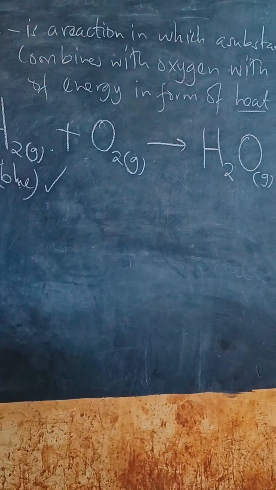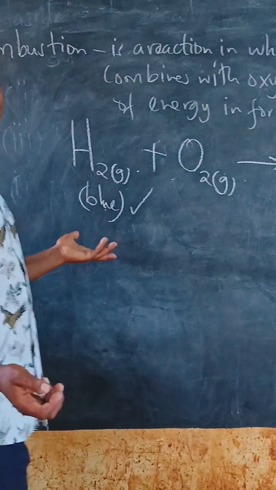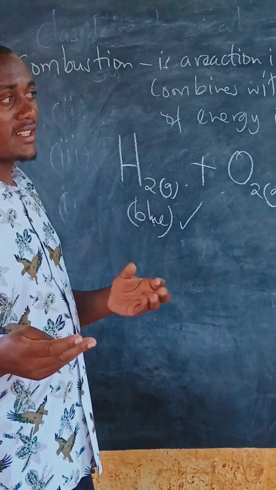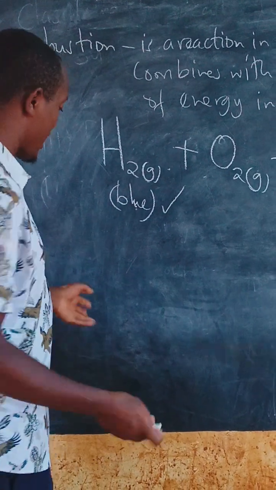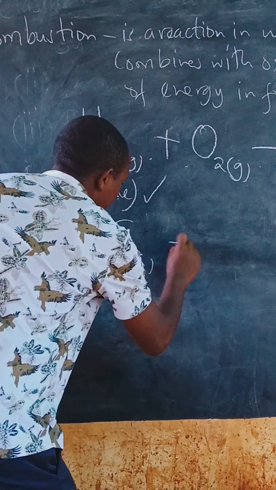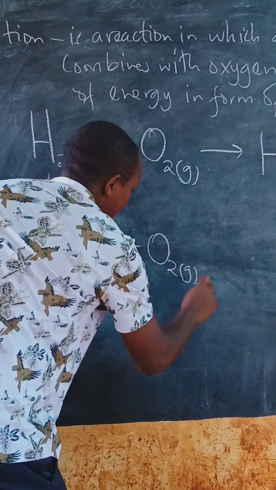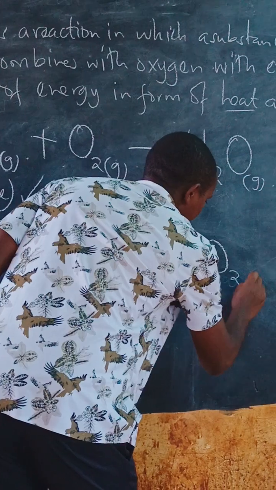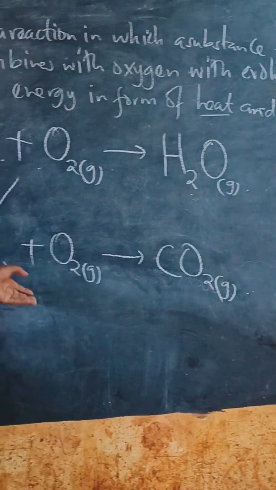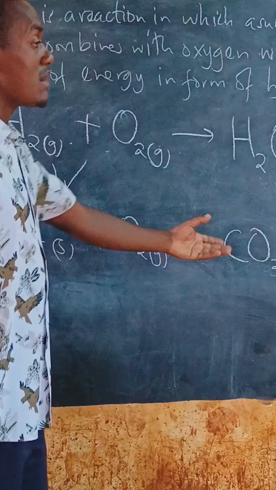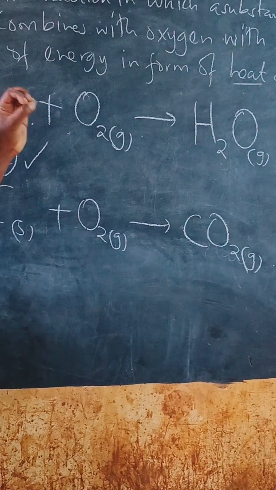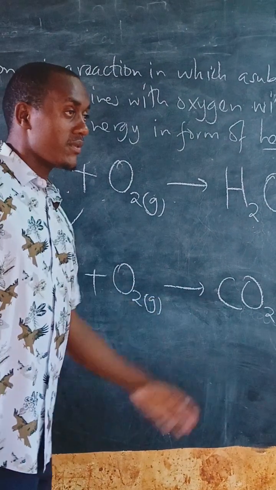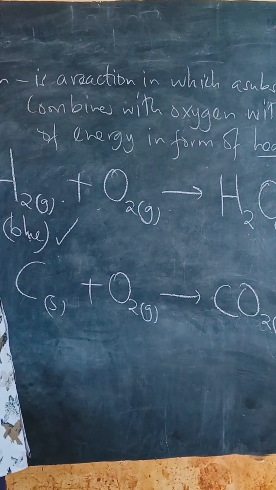Another common type of reaction is coal. Coal is carbon. Charcoal is carbon. Coal is a fossil fuel. Carbon, solid, burns with oxygen gas to give us CO2 gas. So this is combustion. Carbon combines with oxygen to form carbon dioxide. In this reaction, we evolve heat. Carbon is combined with oxygen to evolve heat, forming carbon dioxide. This is combustion, so oxygen is involved.